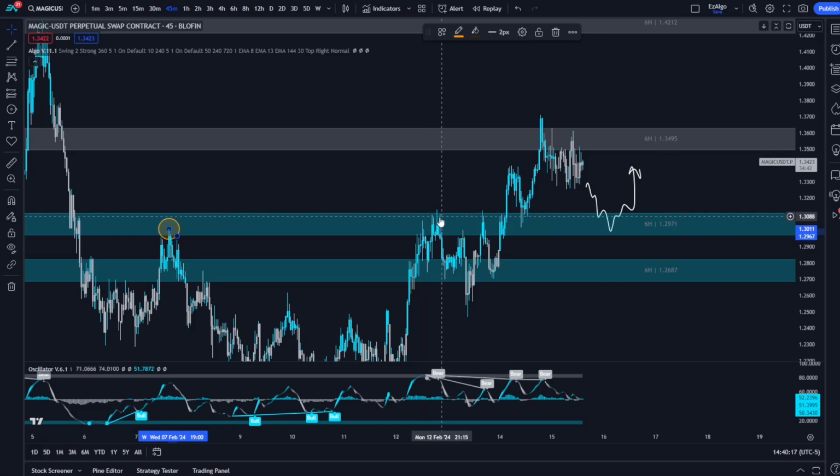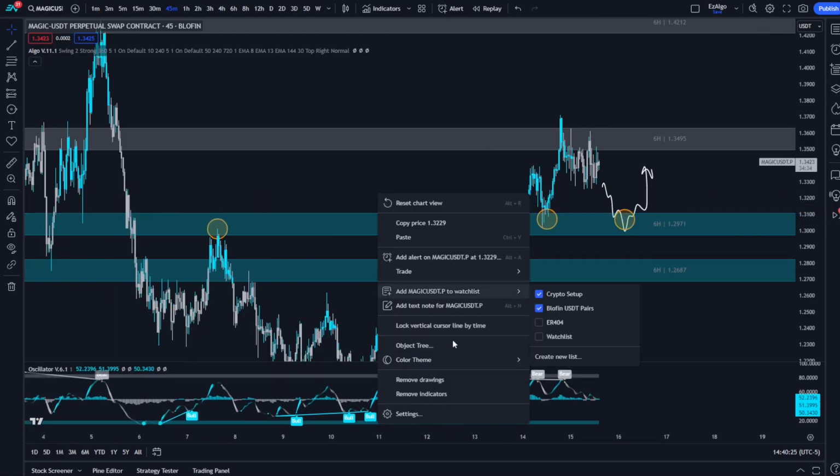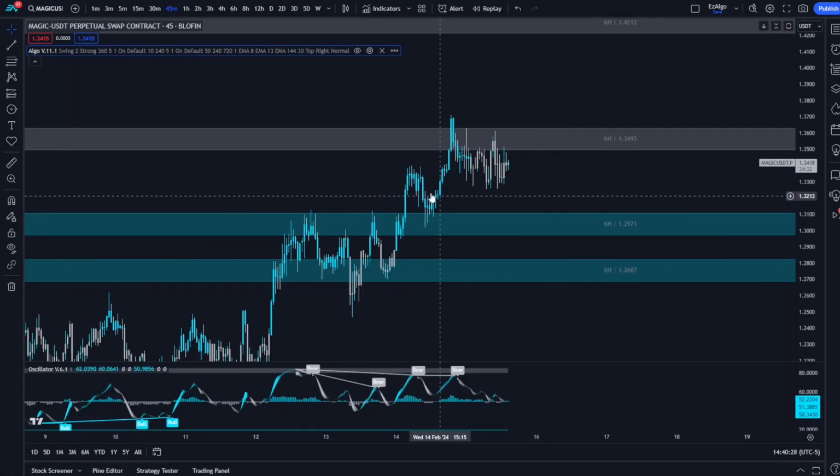It was resistance, resistance, resistance, resistance, finally flipped to support right here. And now I'd be looking for another test of support. So again, we're just trading using the 6-hour support and resistance zones.